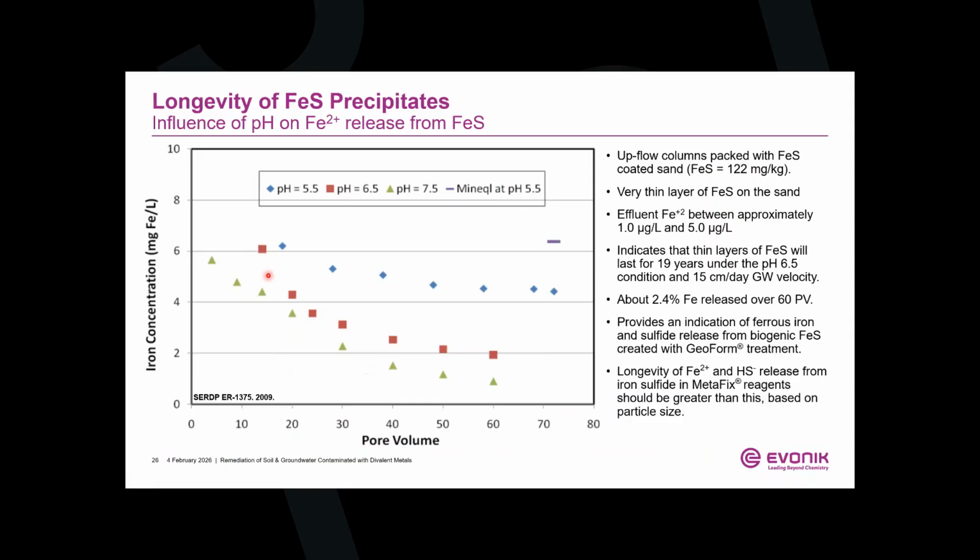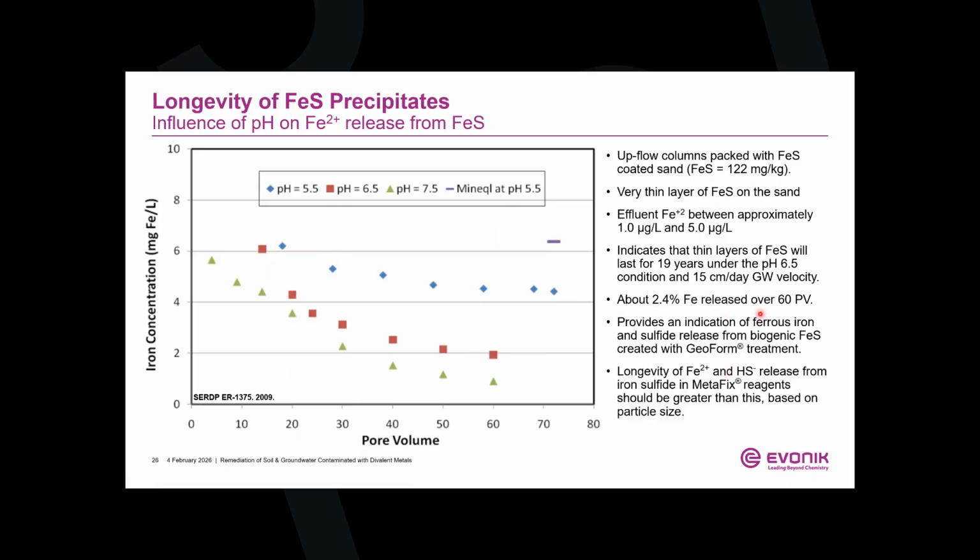Then they packed columns with it and pumped water at 3 different pHs through those columns and used effluent ferrous iron concentration as a way to estimate how long it would take for these iron sulfides to be dissolved. The long and the short of that is that after 60 pore volumes of groundwater had been pumped through these columns, only about 2.5% of the iron in the iron sulfide had washed out in the effluent.